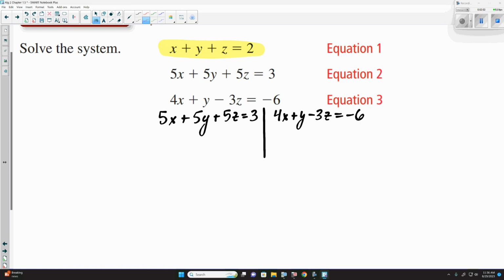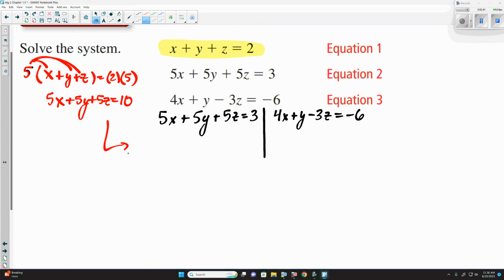Now, if we look at the one on the left, what do we need to multiply 1x by to get it to be 5x? 5. So we're going to multiply the entire top equation by 5. So when we do this multiplication of 5, 5 times x is 5x, plus 5 times y is 5y, and 5 times z is plus 5z, is equal to 5 times 2 is. Now we're going to put this equation underneath our one on the left.